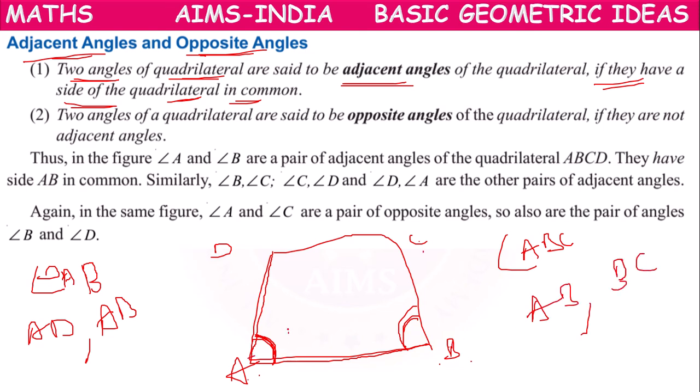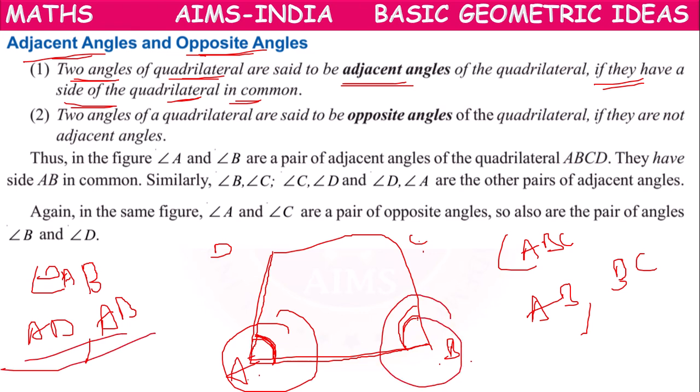So this angle is associated with two line segments, and that angle is associated with two line segments. Out of these, one line segment AB is common in both the angles. So they are said to be adjacent angles. If they have one side common, they are said to be adjacent angles.